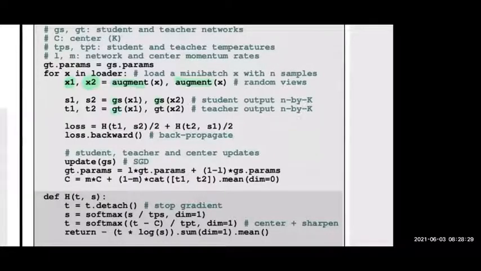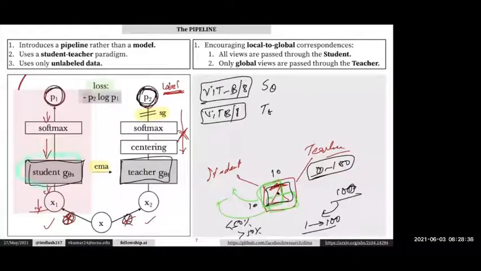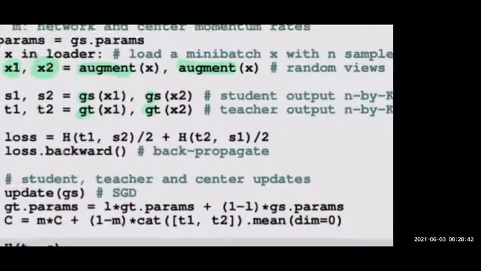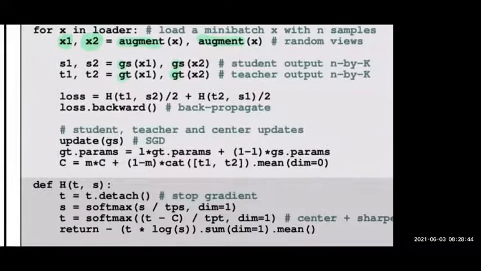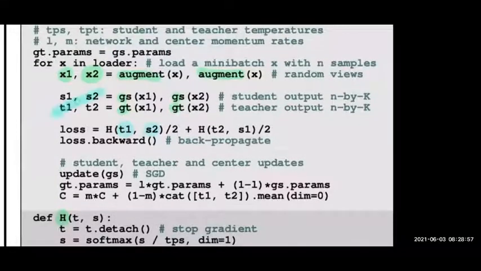GS is the student and GT is the teacher, and you get two different representations for the student and the teacher. GS and GT are this architecture. So this whole thing is GS, and this whole thing is GT. And what you do is you pass it to what we call the head. If you look here properly, you see we are passing one augmentation. So T1 is compared across S2. This is how it is compared, and these are two different augmentations.